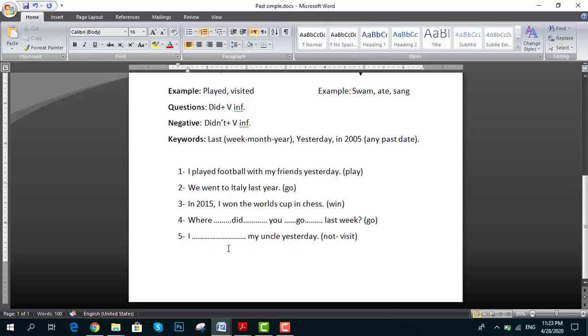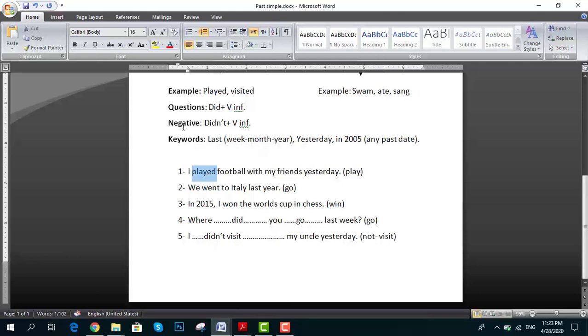The last thing is a negative form. It's a negation because there is not. My uncle yesterday. We have yesterday, it's a past simple, something that happened and finished. So I say I didn't visit. The verb should be infinitive. I didn't visit my uncle yesterday.